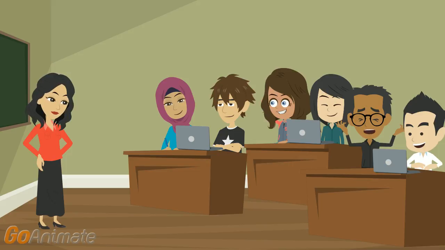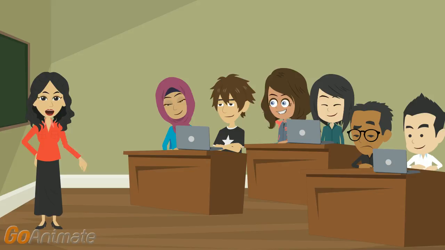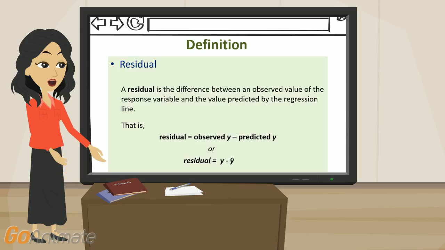How? We already placed the lines. How can we know how to do it any better? Those are great questions. Let's take a look at it. There is a mathematical way to position the regression line so that we get the best fit for the set of points. That involves a concept called residuals.